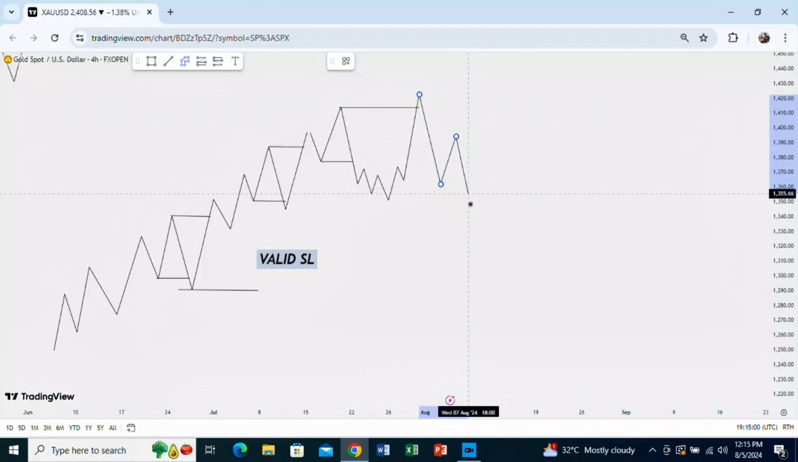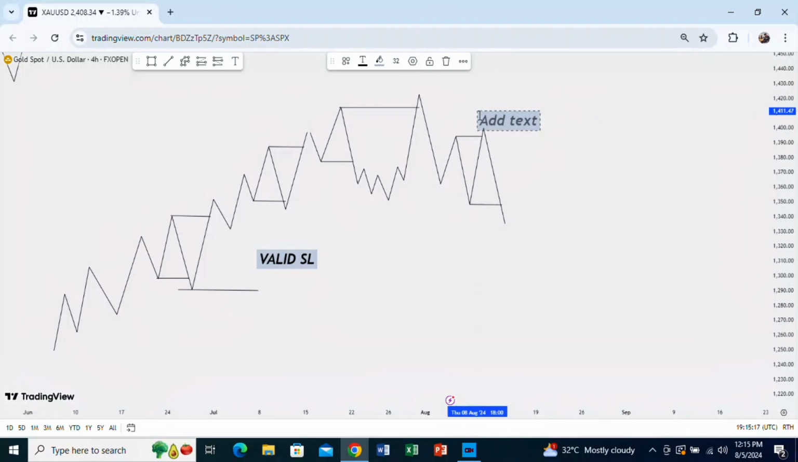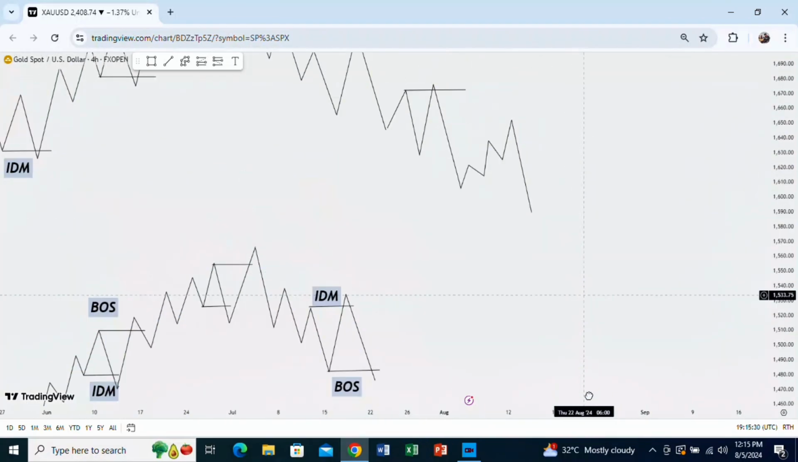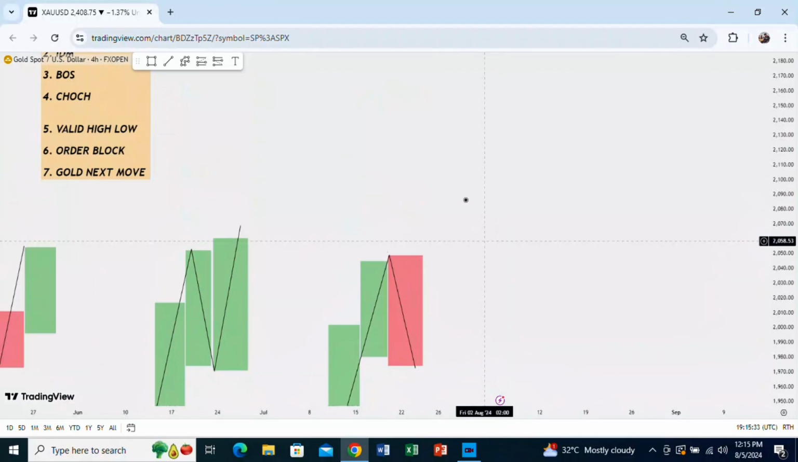Now the bearish case, it's the same concept. Now this is a valid swing high. Why? Because an IDM was formed and then we got this breakout structure. So this is a valid swing high. I will write it here. Valid swing high. Now you know what is breakout structure, what is pullback, what is a valid swing high and valid swing low. So we will move on to the next concept.